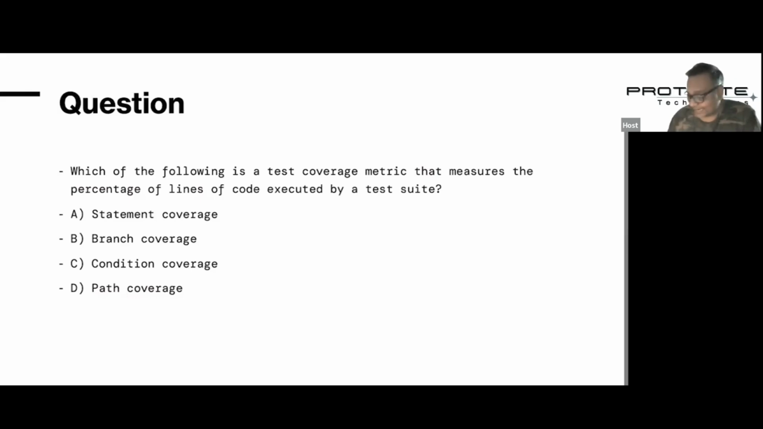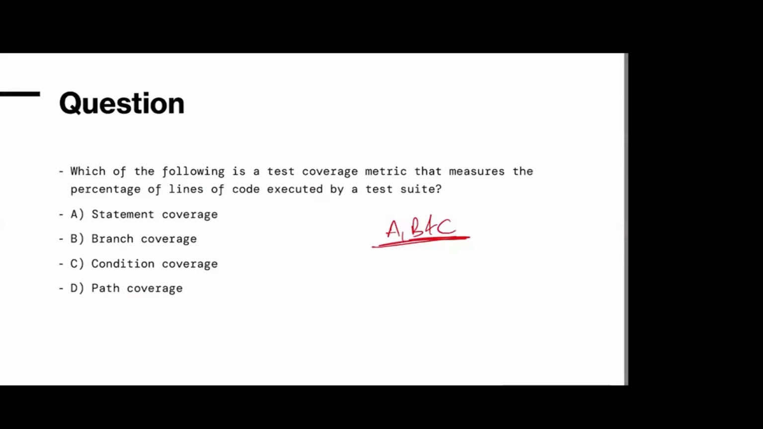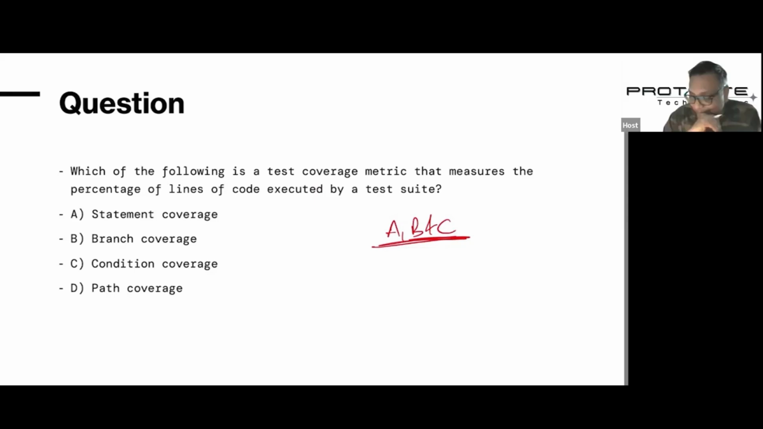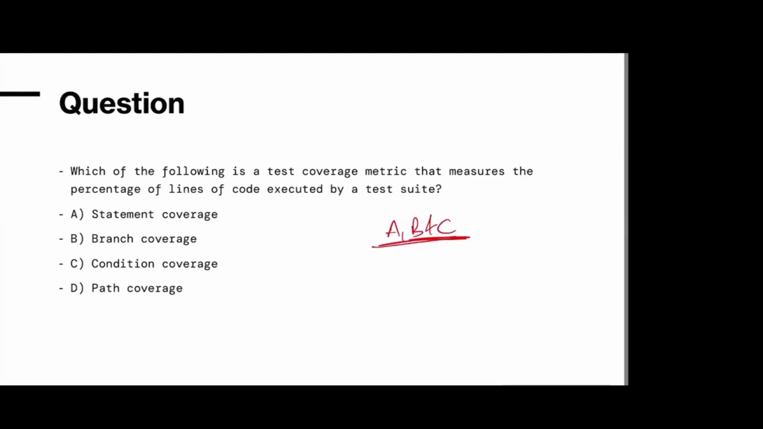Sumod says A, B, and C. Sumod, can you say why? Because in a program you'll have a series of statements, then you'll have branchings, and branchings could flow to other modules as well, whereas conditions are very specific checks, like if something is greater than another. These are the ones we typically use. But the question is asking which measures the percentage of lines of code, right? Based on the branch, you will have a different set of lines of code that get executed for specific reasons, and the same with conditions.